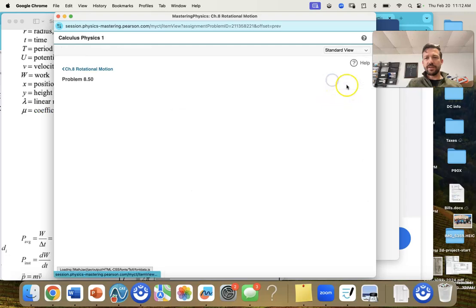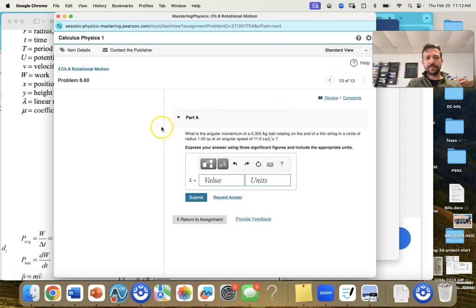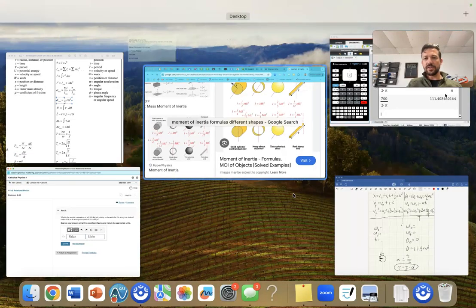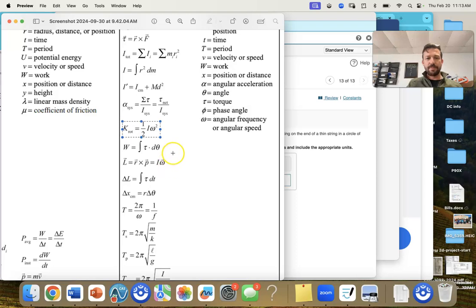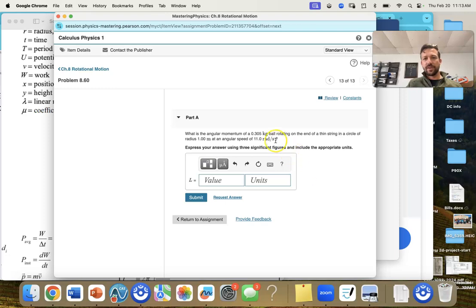What is the angular momentum of a 0.305 kilogram ball rotating around the end of a thin string in a circle of radius 1 at an angular speed of that? So what is the angular momentum? Let's look at what the formula for angular momentum is. It is I times omega that I would be focusing on. I need to figure out the moment of inertia, then multiply it with the angular speed. Looks like the angular speed is 11. So I need to figure out moment of inertia, and then I'm good.